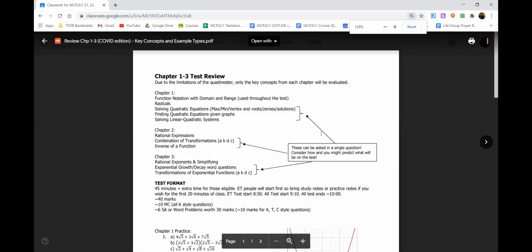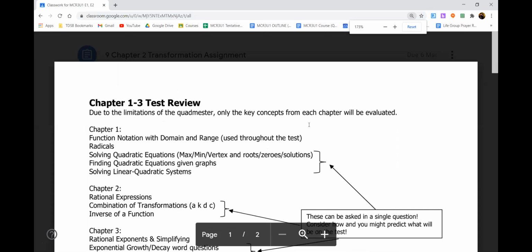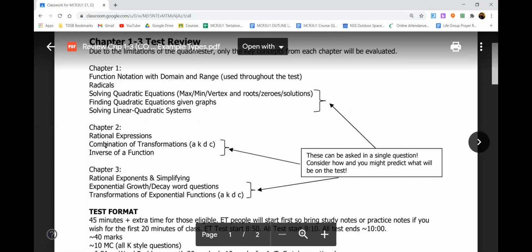Okay, sharing my screen, here it is. Hey everyone, let me zoom in a little bit. So these are the main topics of chapters 1, 2, and 3.